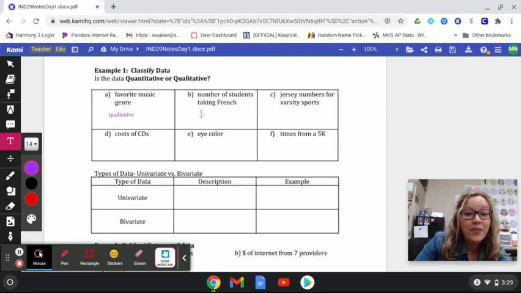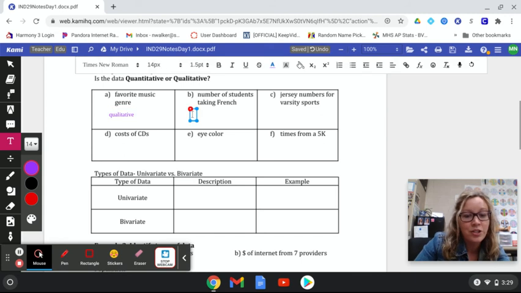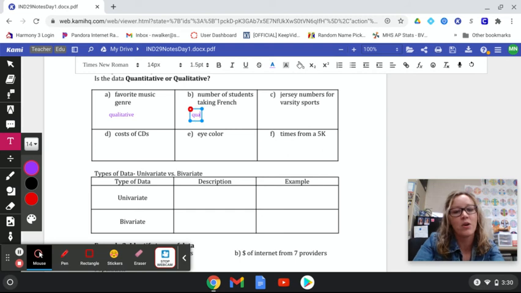All right. The number of students taking French. You see the words number of students taking French. Is this a count of something? So if I take the number of students taking French at Sullivan, compare it to the number of students taking French at North Central, and compare that to the number taking French at Northview, those numbers mean something. They are measuring an amount. This is quantitative.